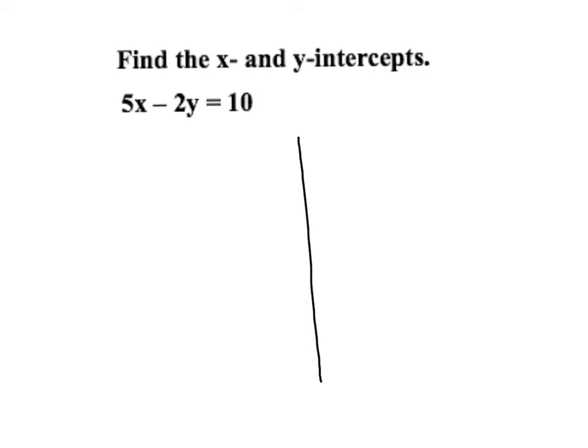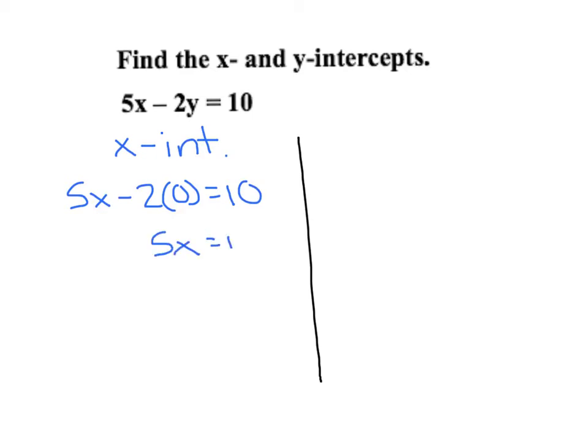So here we go. Let's say I want to find the x-intercept first. Well, that means that my y value has to be 0. So 5x minus 2y, that will now be replaced with 0, equals 10. Anything times 0 is 0, so this is just 5x is equal to 10. Therefore, my x-intercept is 2. And if I wanted the ordered pair for that, that would be (2, 0).